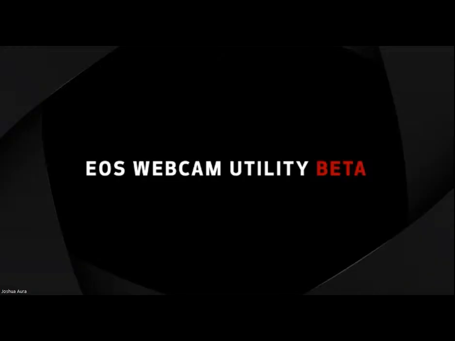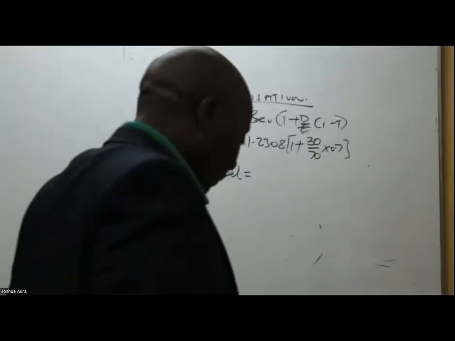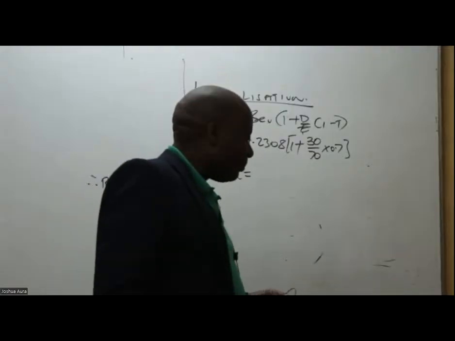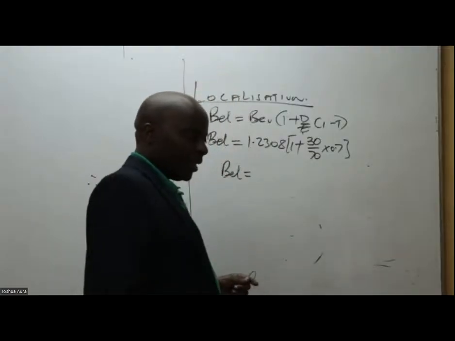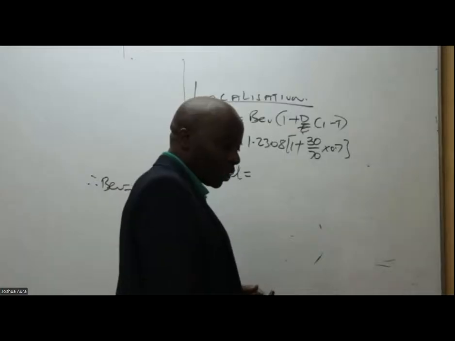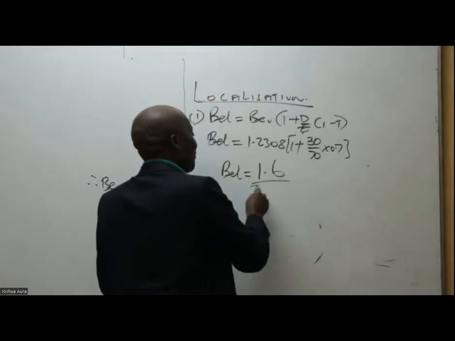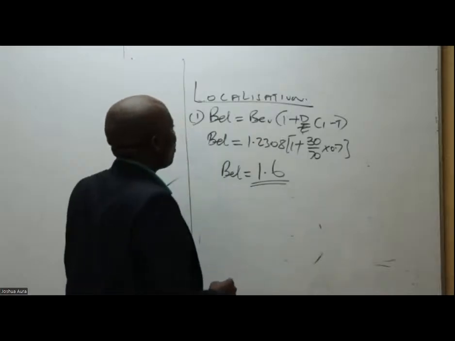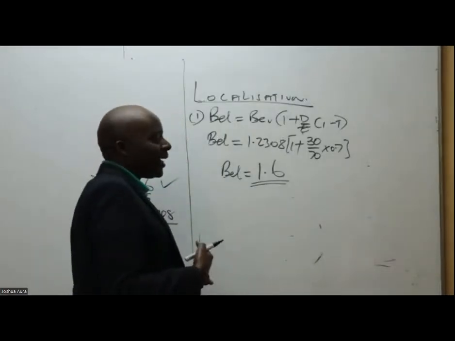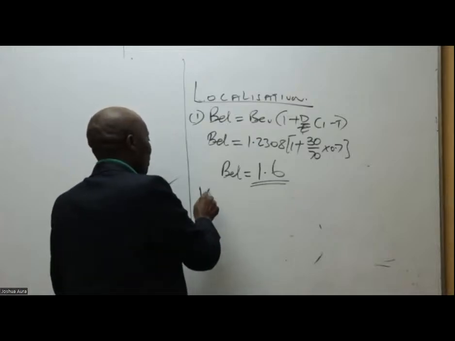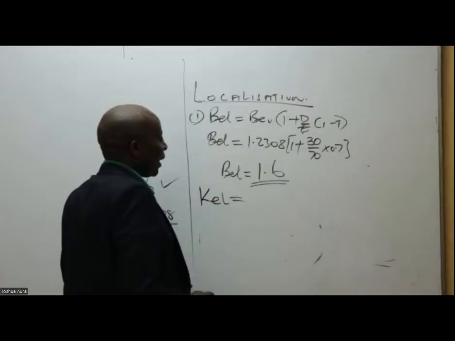What are we able to see? So what is BEL at the end of the day? It comes to 1.6, and I hope this 1.6 is quite familiar to you. So after localization, still on Roman 1, the next thing should be CAL.